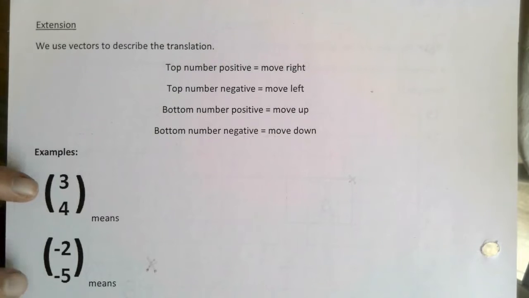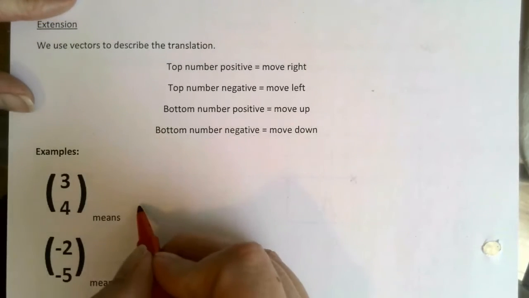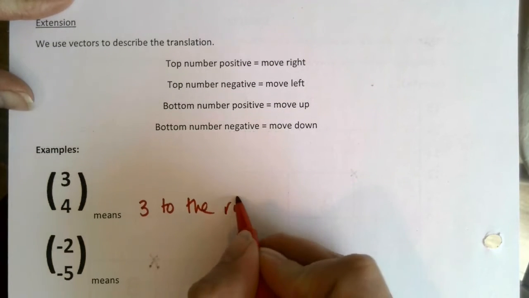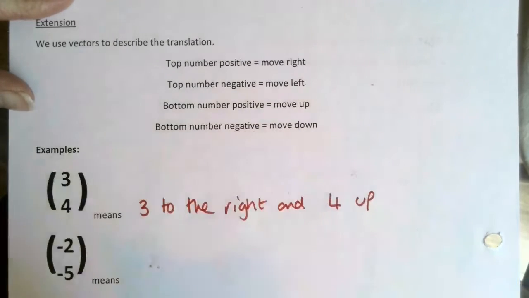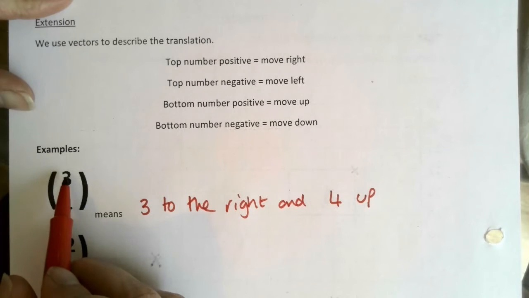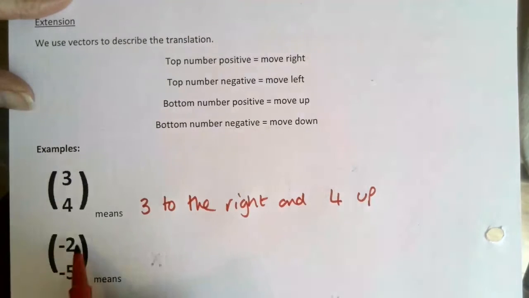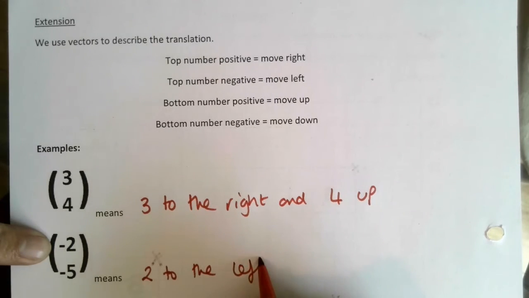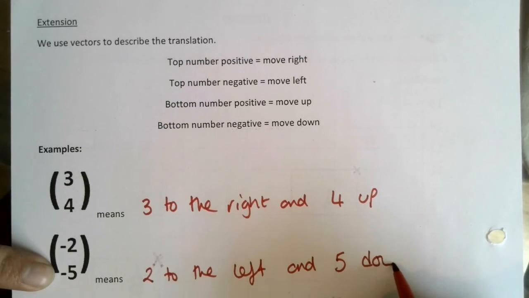So for our two examples, a vector of 3, 4 means 3, because it's positive, to the right, and 4 up. The bottom number tells you the vertical, the top number tells you the horizontal. Because these are both positive, it's right and up. With this one, -2 means 2 to the left, and -5 means 5 down.